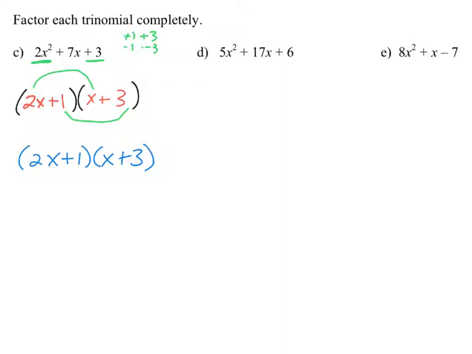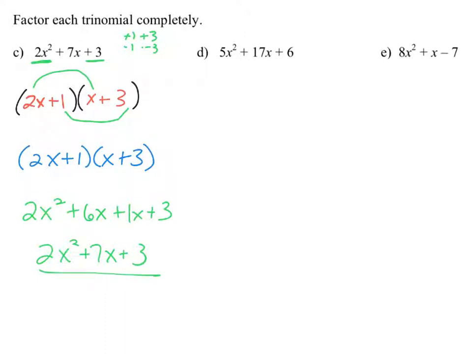By using the FOIL process, we know that 2x times x is 2x squared, 2x times 3 is plus 6x, the inner is plus 1x, and the last is plus 3. By combining those middle terms, we do get the same thing as what we started off with, so we know that our answer in factored form is 2x plus 1 times x plus 3.